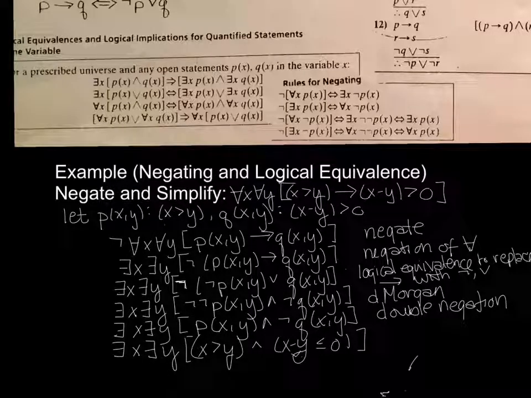And finally, I replace my p of xy and q of xy with what they represented before. Notice my q of xy, since it's not q of xy, I flipped the x minus y is greater than 0. It becomes x minus y is less than or equal to 0. And then I am done.